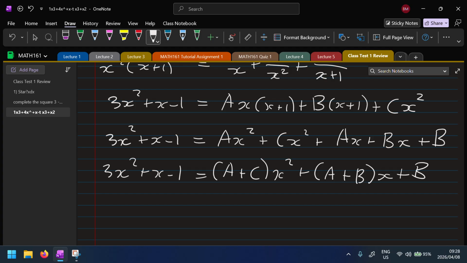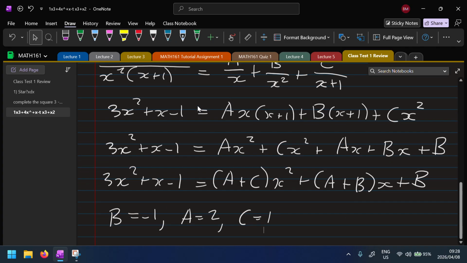So we got minus 1 and b. So b must be minus 1. a plus b must be 1. So a must be 2. And a plus c is 3. So c must be 1. Okay, I think that was 2 marks. Yep, 2 marks for that.